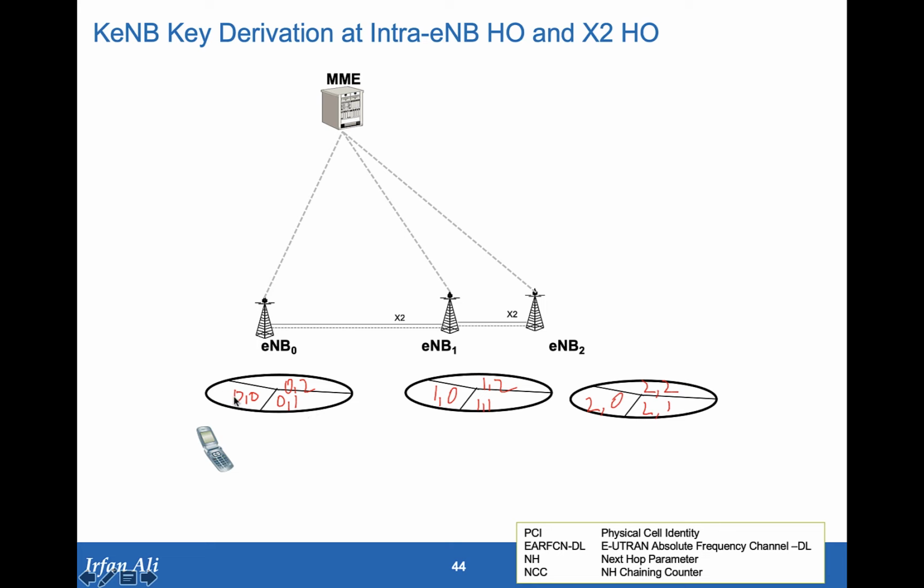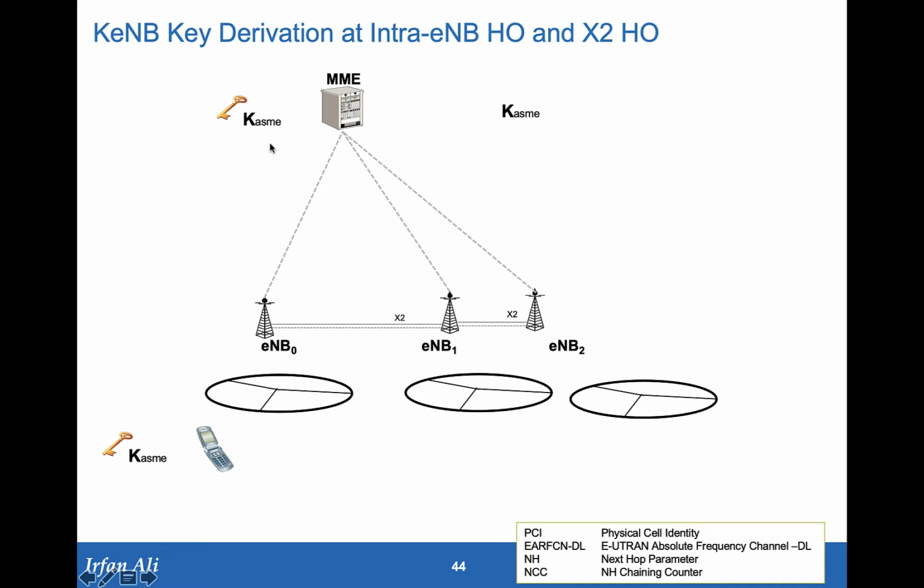We will look at how the keys are derived as the mobile moves in this network, and the mobility we are going to consider is when the mobile moves from sector 0,0 to 0,1, and then it moves to 1,0, 1,1, and 2,0, and then 2,1. So this is the trajectory, and at each of these steps we will see what the key used for the access stratum is.